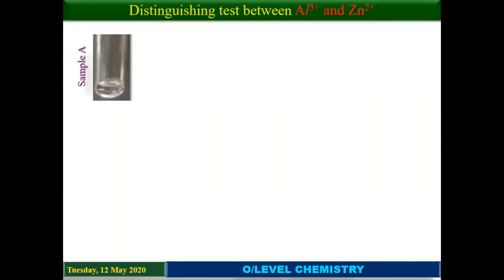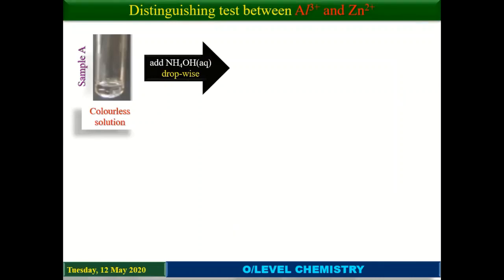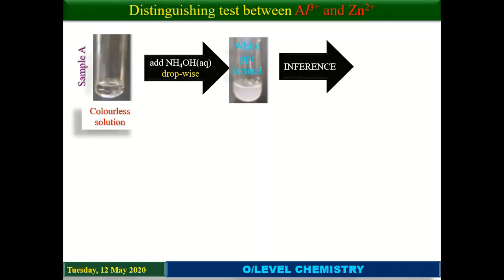Now, with the same sample A, we will distinguish between aluminium and zinc ion. So we add ammonium hydroxide in a small quantity dropwise. Then again, we obtain the white precipitate. White precipitate means there are the chances of aluminium and zinc ion.